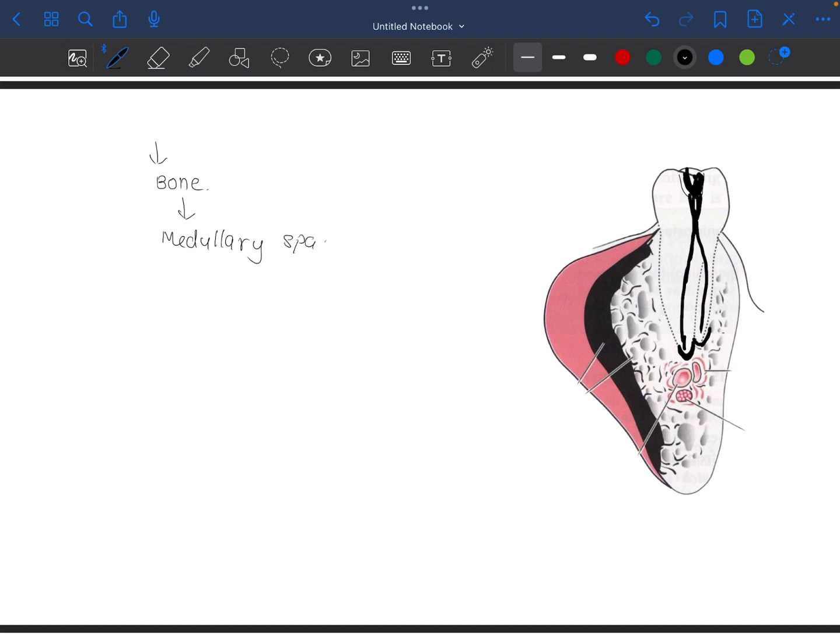Medullary spaces of bone. And what's special about the medullary spaces is in this area we have the actual blood supply of our bone. And because of that, what happens? Your bacteria stagnate in the small capillaries, and these small capillaries, because the bacteria is pressurizing them, it's causing a lot of pus.